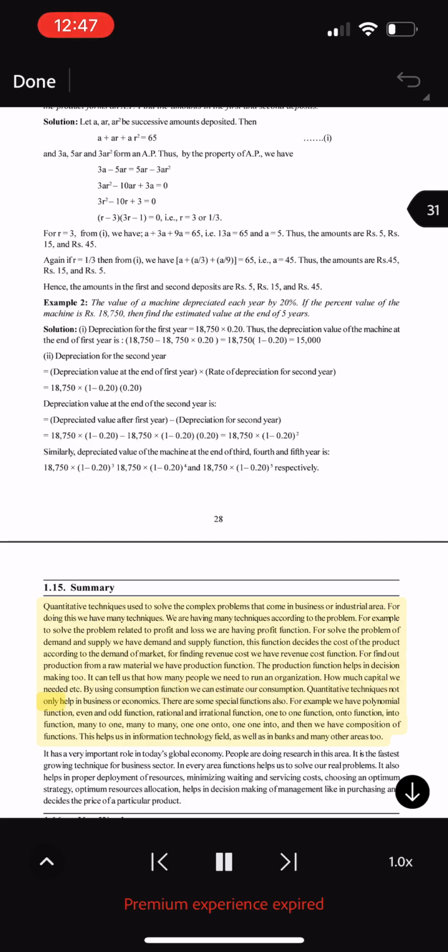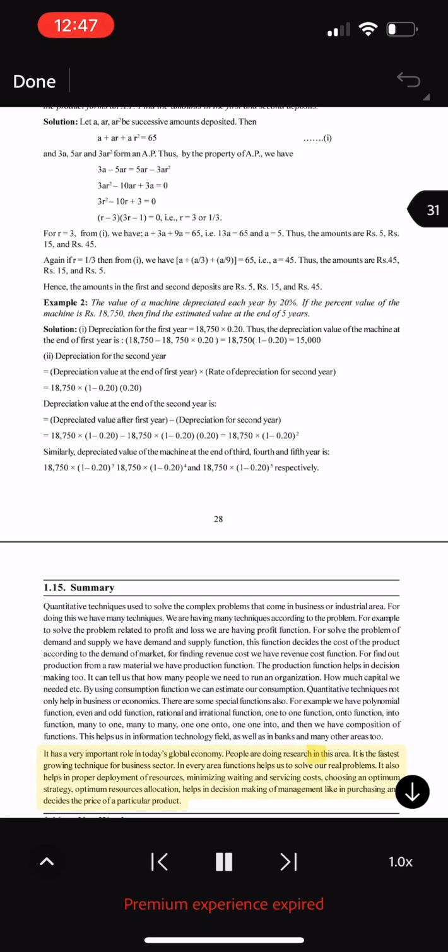Quantitative techniques not only help in business or economics, there are some special functions also. For example, we have polynomial function, even and odd function, rational and irrational function, one-to-one function, onto function, into function, many to one, many to many, one onto, one into, and then we have composition of functions. This helps us in the information technology field, as well as in banks and many other areas too. It has a very important role in today's global economy.